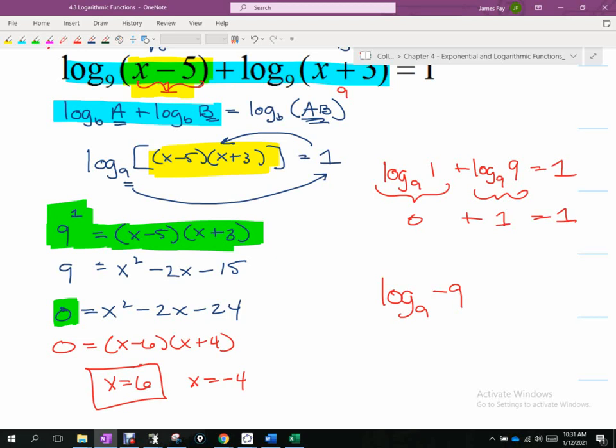Some people might say, well, I can use negative 1. Because 9 to the first would be positive 9, right? So they say, well, 9 to the negative first should give me negative 9. What does 9 to the negative first really give you? 1/9, right? Okay. So this cannot work for us. That is not a solution.